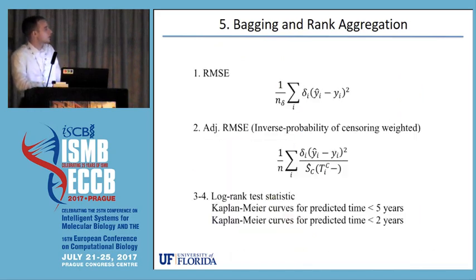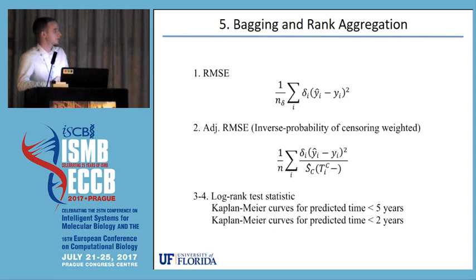We have 4 different performance measures that we considered. First is just root mean squared error. But the problem with that is it doesn't take into account that we only look at the uncensored variables. So this adjusted version here re-weights these residuals with the inverse probability of censoring. So that just takes into account that we are only looking at the uncensored observations when we calculate this.